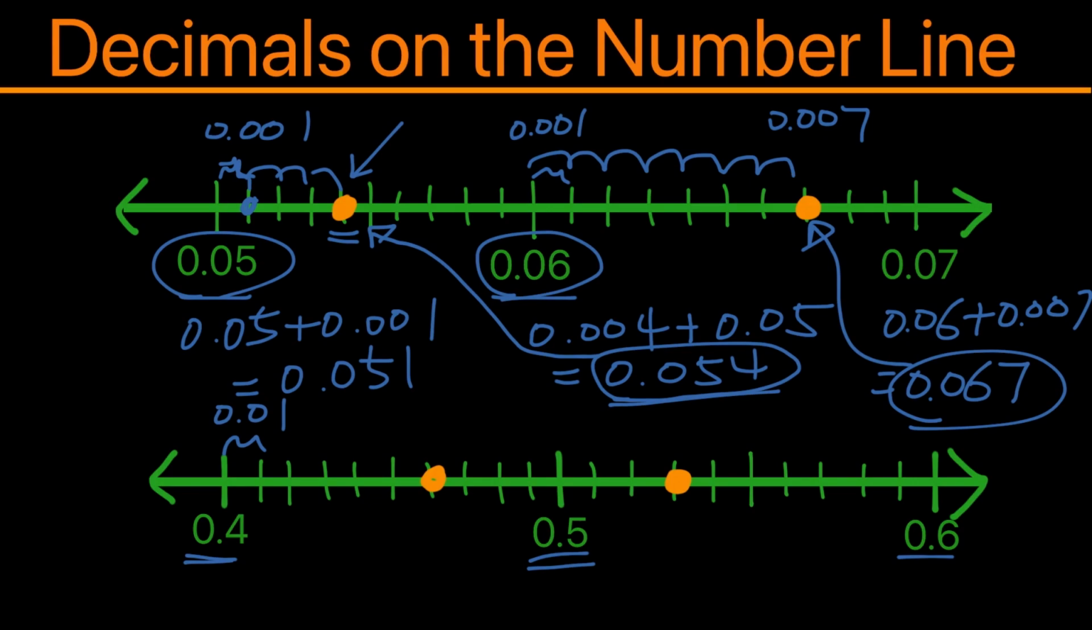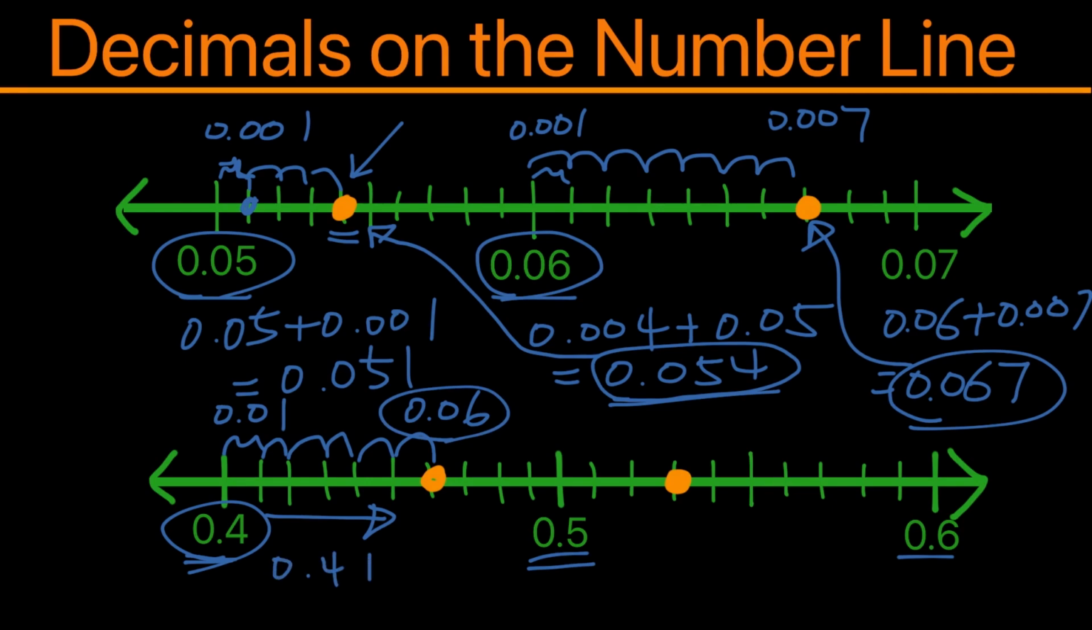So that's 0.01, 0.02, 0.03, 0.04, 0.05, and 0.06. So that means it's 0.06 from 0.4. So therefore, we need to take 0.4 and add 0.06. So we'll take 0.4 plus 0.06, and our answer is 0.46. And that would be this point here.